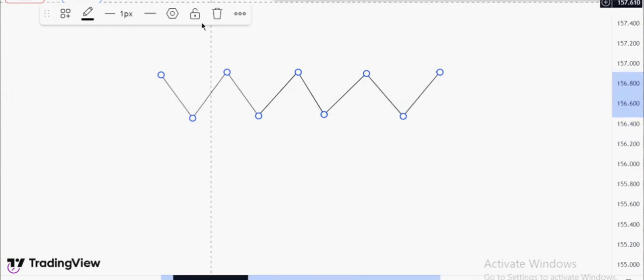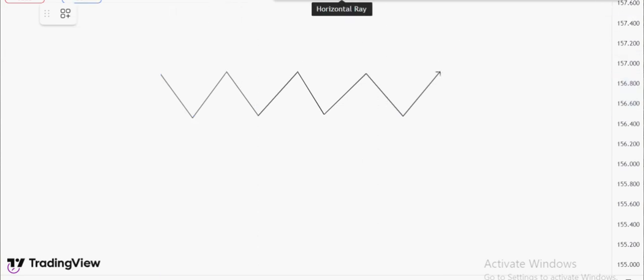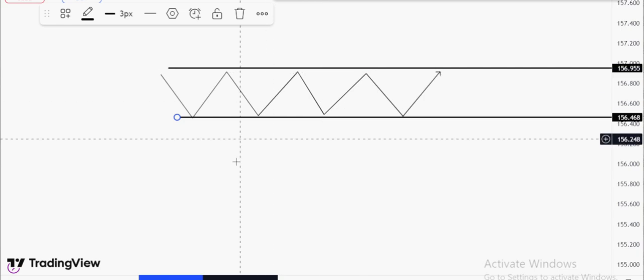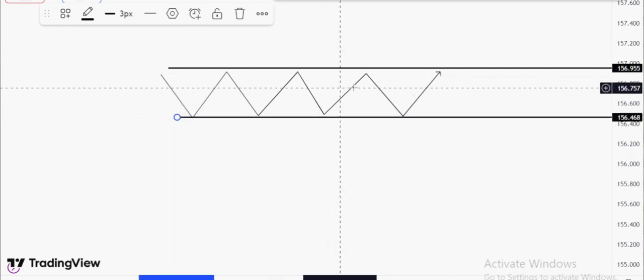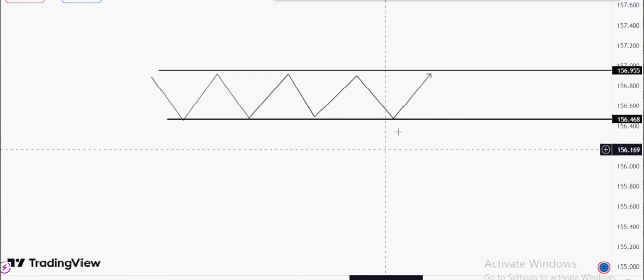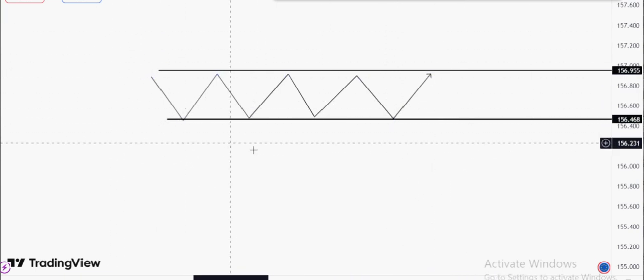This is what we call the sideways moving market or a consolidation. Markets will just be doing this without going anywhere. So these are the markets that we typically should avoid.